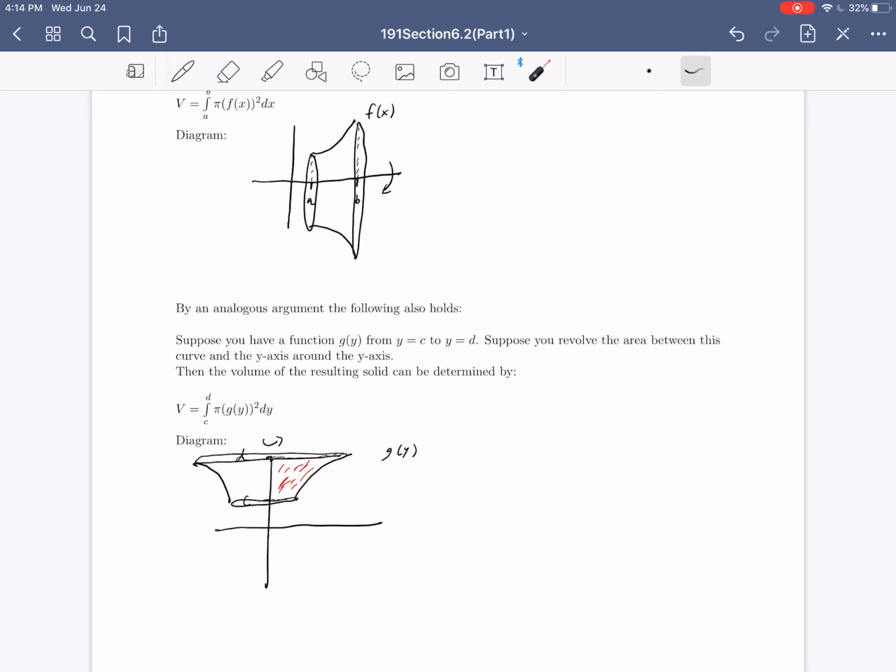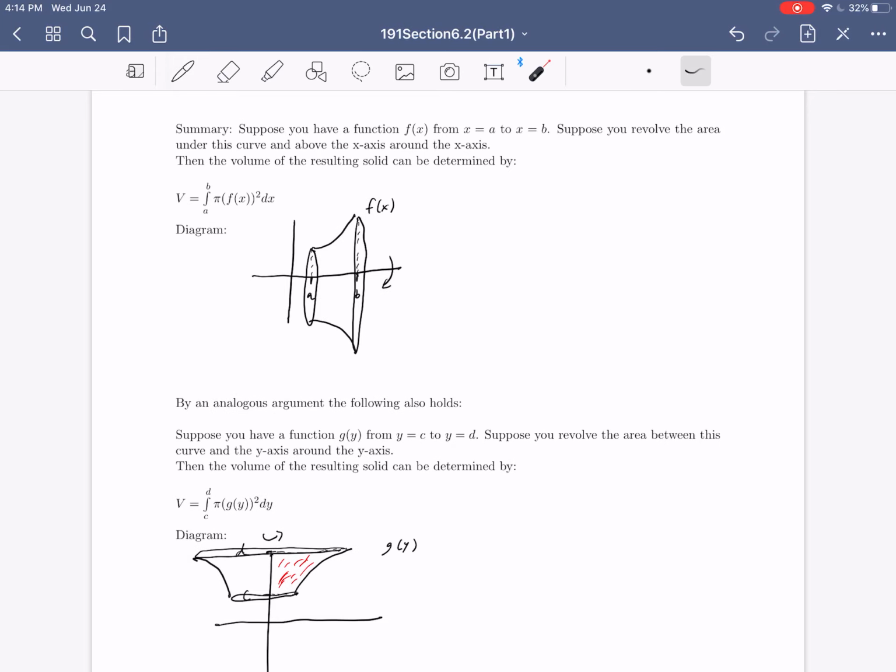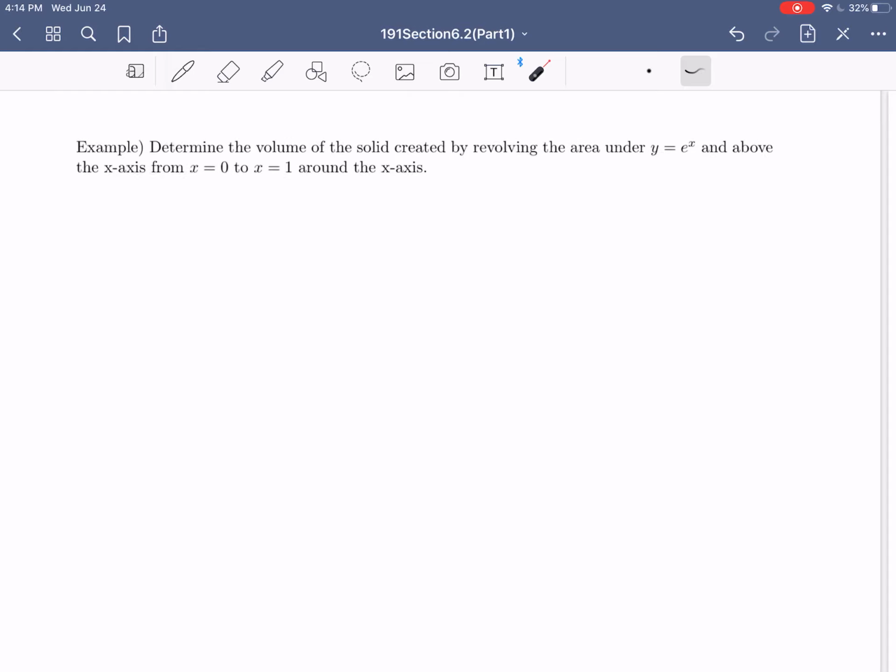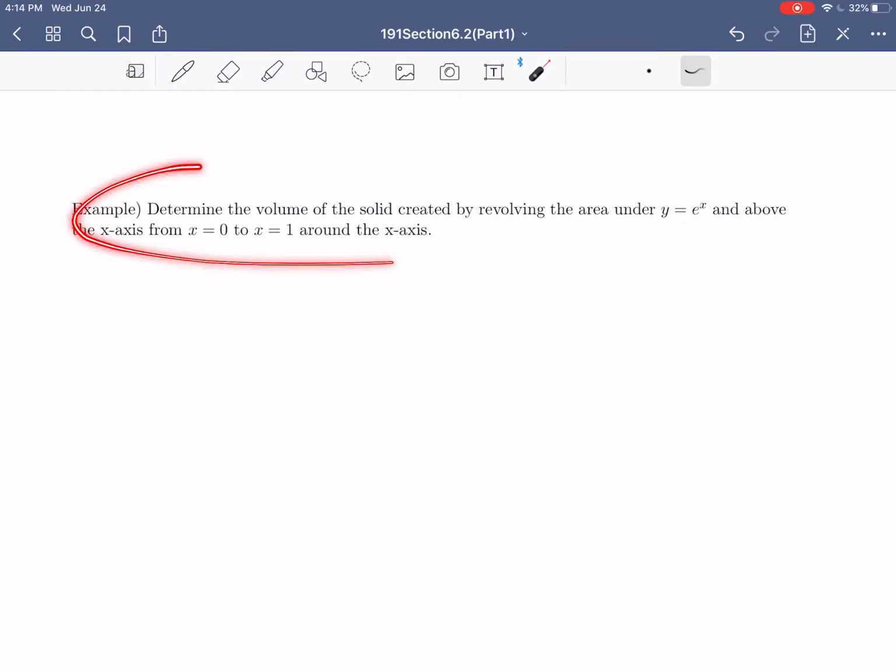For now, though, let's make sure we do at least one example of each of these formulas just to understand the basics. For our first example, we're going to determine the volume of the solid created by revolving the area under y equals e to the x and above the x-axis from x equals 0 to x equals 1 around the x-axis.